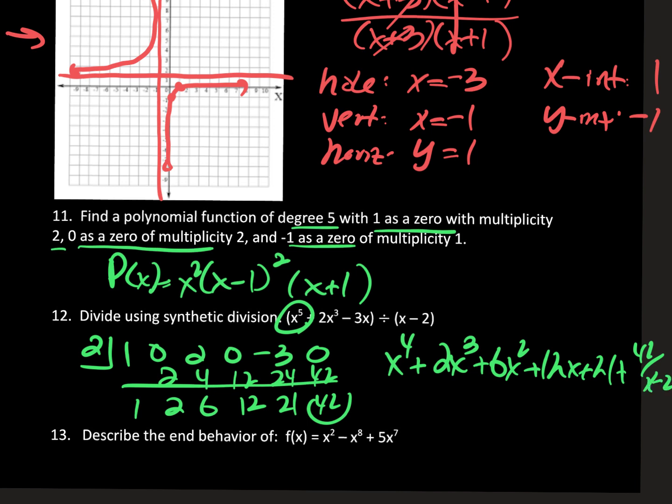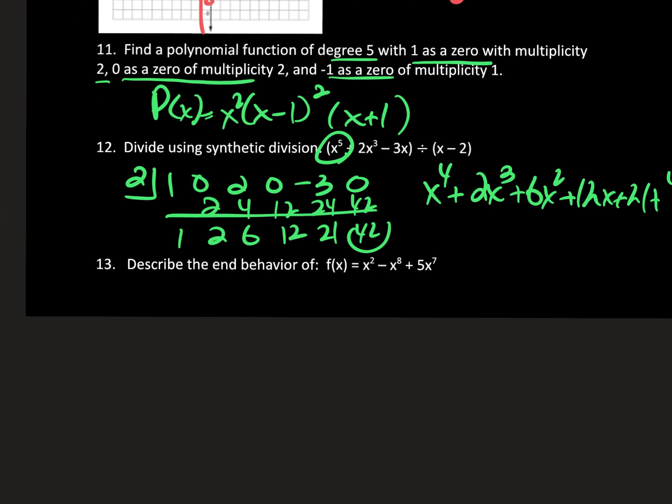There you go. 13 says describe the end behavior. Don't forget the gestures we did. This is it's even and negative, which means both ends go down. So we're going to say that end goes down and that end goes down.